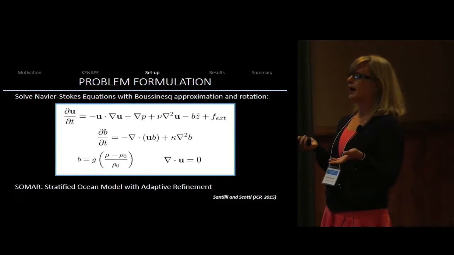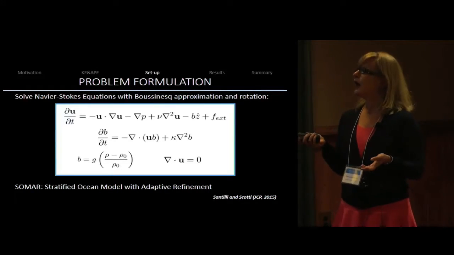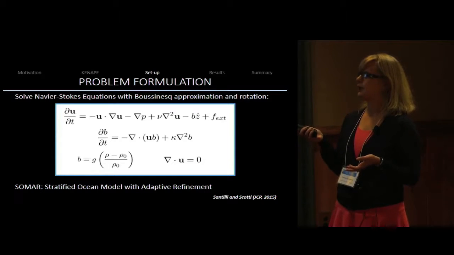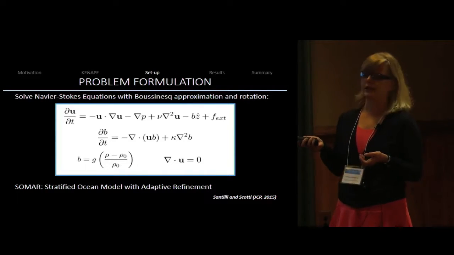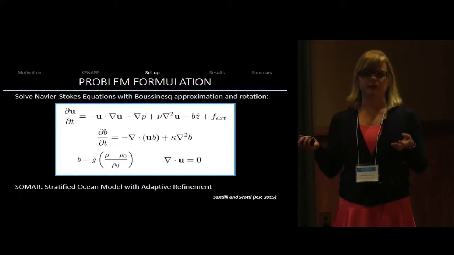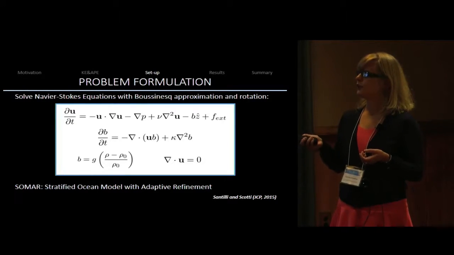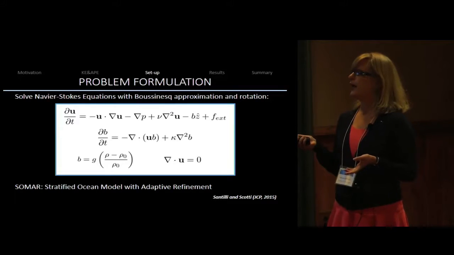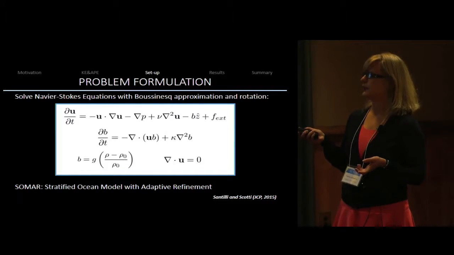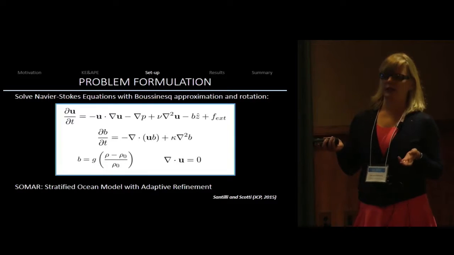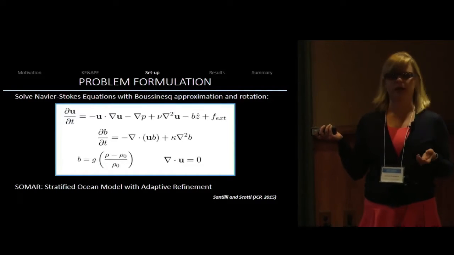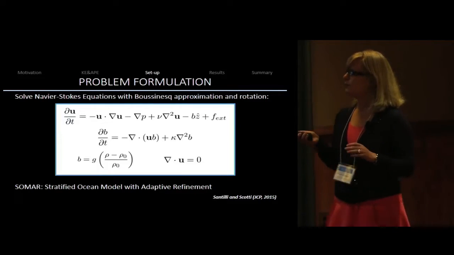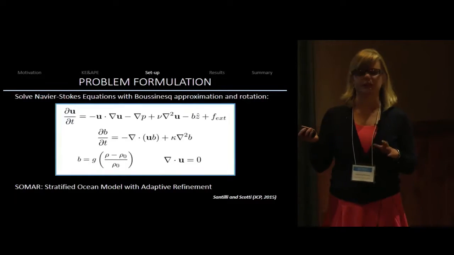So for my problem, I used a direct numerical simulation code that solves the Navier-Stokes equations, non-hydrostatic, with Boussinesq approximation and rotation. All the Boussinesq approximation does is it basically assumes that the density fluctuations are so small that you can use this reduced density or buoyancy parameter, b, instead of the full density. And I put rotation in as an external forcing term. And I used the software called SOMAR, Stratified Ocean Model with Adaptive Mesh Refinement, and further details on that can be found in Santilli and Scotti. I only put in the forcing and the boundary conditions. I did not develop the code myself.